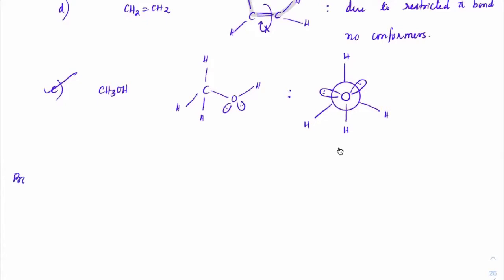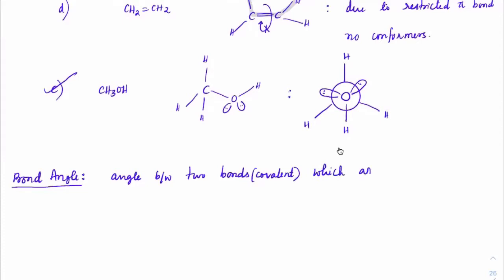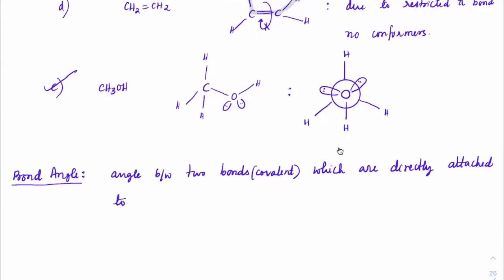Now, see the next term, what is known as bond angle. Bond angle is a very familiar one. It is simply the angle between 2 bonds, and these are supposed to be covalent bonds, which are directly attached to the same atom.